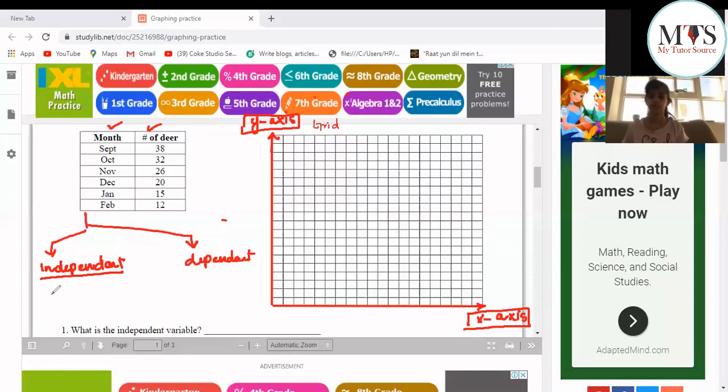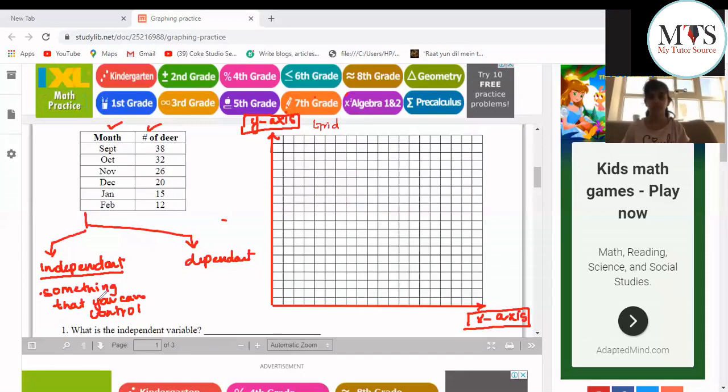So what is an independent variable? Something you can control. Okay? So what was independent? It was something that you could control by your own self.